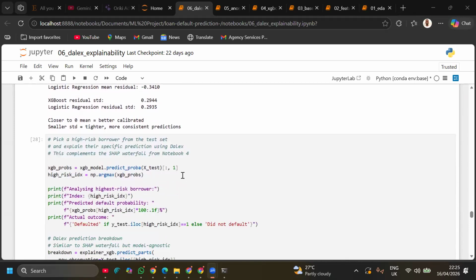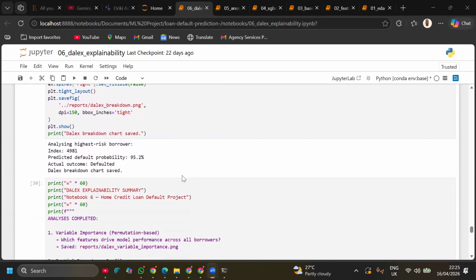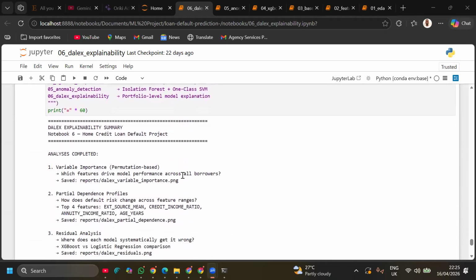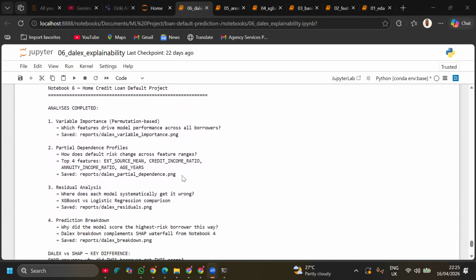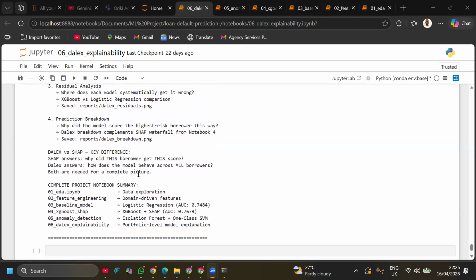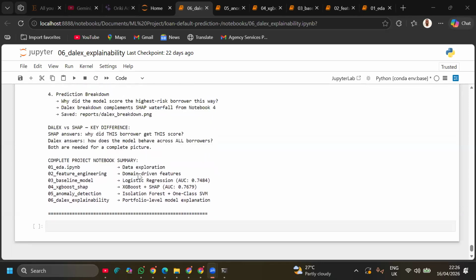Okay, I think I saved the images of the Daleks differently. However, the Daleks is just trying to show us the variable importance, which features actually drive the model, right? So maybe I'll still go back and show us. The key difference between the Daleks and the Sharp is just why this borrower actually gets the score. It's trying to explain the reason why this borrower got this score, and the reason why we actually go with this model. Okay.